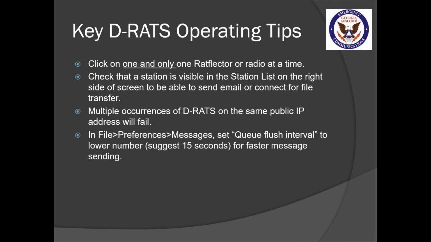All right, let me give you a few operating tips because we've tried to just get you started tonight. When you're in the RATFlector screen, or radio screen actually as it's called in there, you want to click on one and only one RATFlector or radio at a time, and you'll find that's very helpful in keeping track of where your messages are coming from or who you're sending to. Now you want to check that a station is visible in the station list on the right side of the screen, and that enables you to send email or connect to them for file transfer.